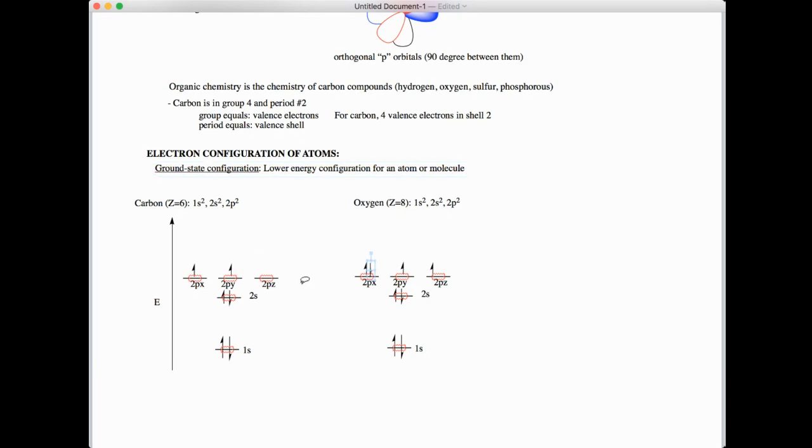Wouldn't that, guys, be 2p4 for oxygen? 2s2, 2p4. Oh, it's just written down wrong.